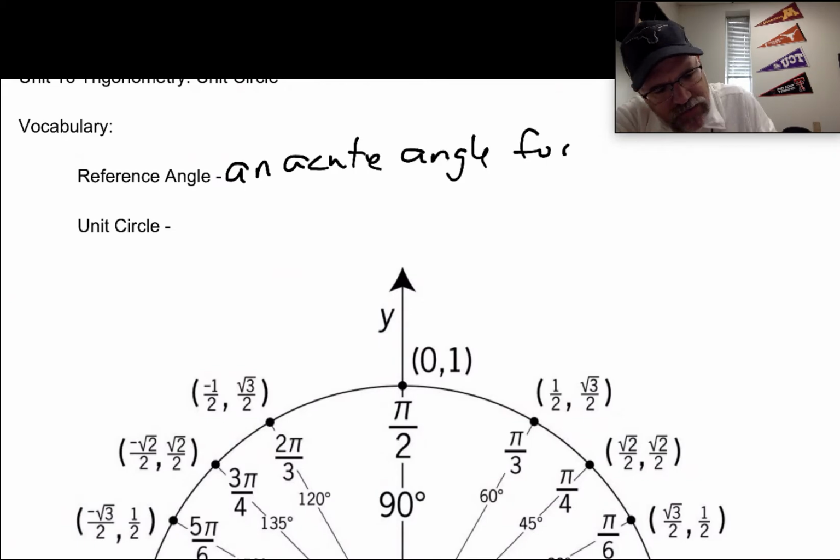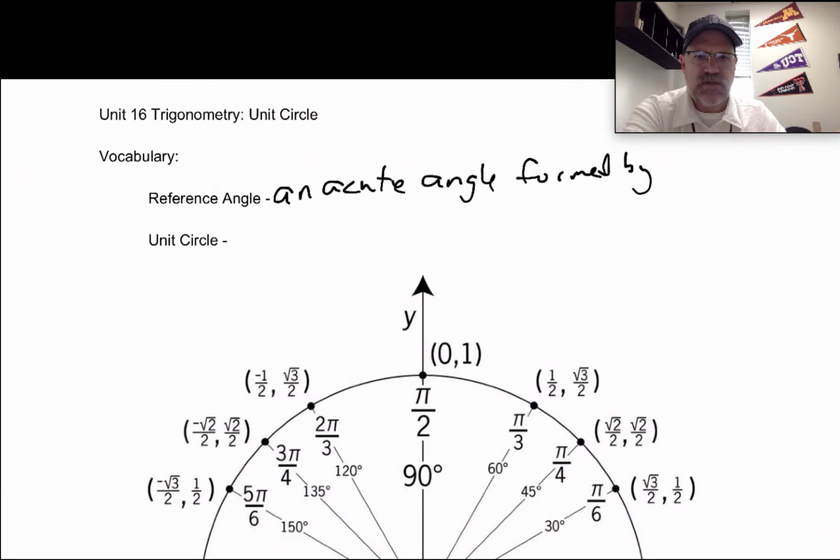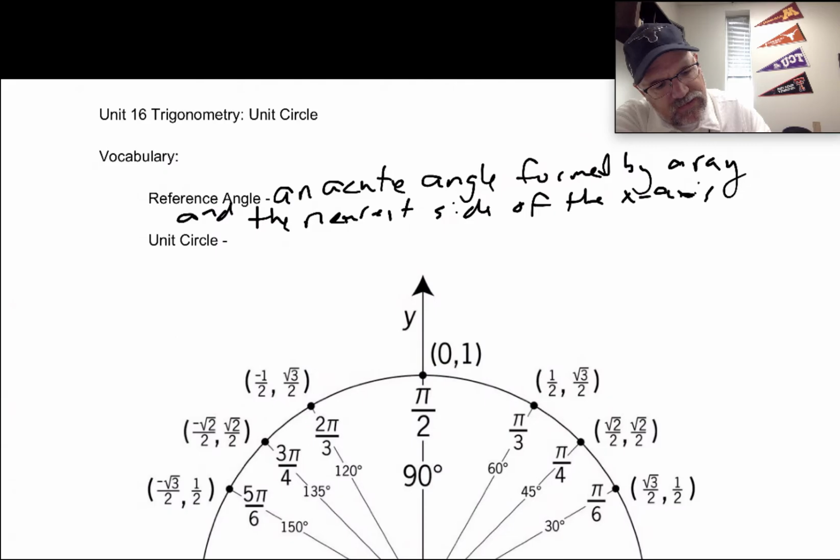So the reference angle is an acute angle formed by the ray and the nearest side of the x-axis. Okay, so here's what I mean.